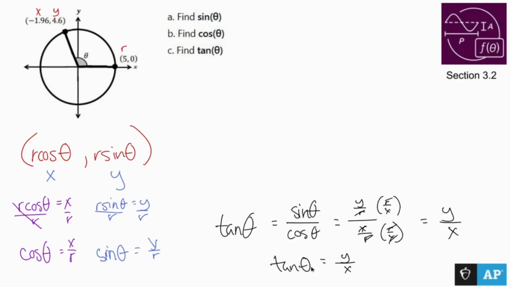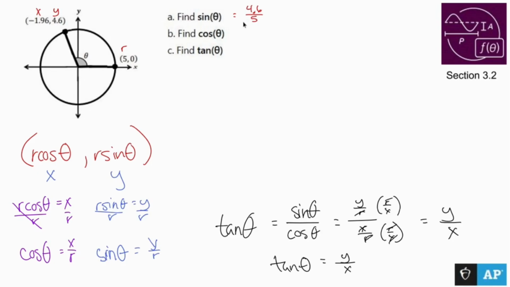And you know what? The y value over the x value, isn't that the slope? It sure is. So memorize these. Cos theta is x over r. Sine theta is y over r. And tan theta is y over x, the slope. How does that help me here? Well, sine theta is the y value, which I already said was 4.6, over the r value, which is 5.